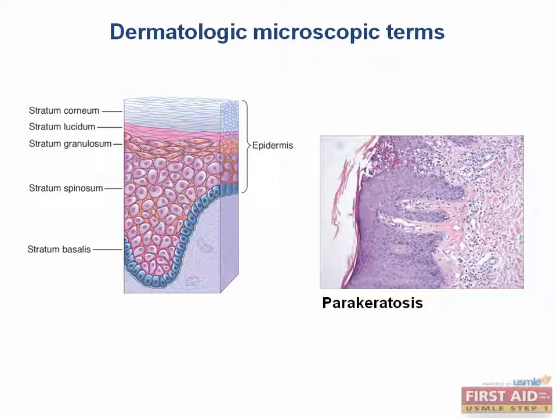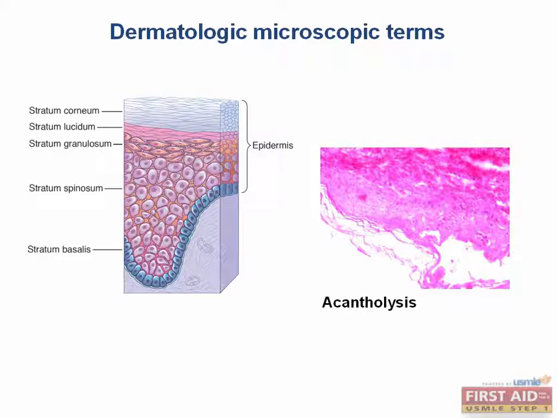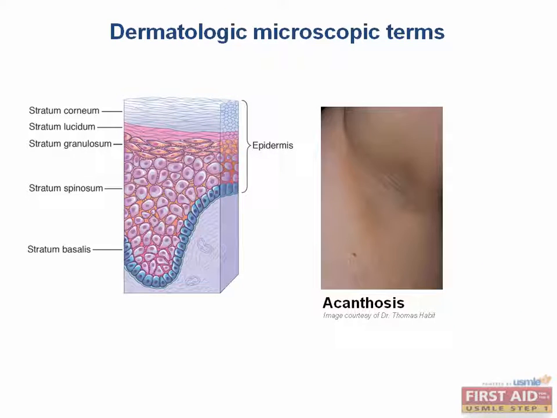Do you recall what happens in pemphigus vulgaris? Antibodies cause separation of epidermal cells. This blistering is called acantholysis. Acanthosis, which sounds similar, is a problem of the spinosum layer, causing hyperplasia and discoloration.